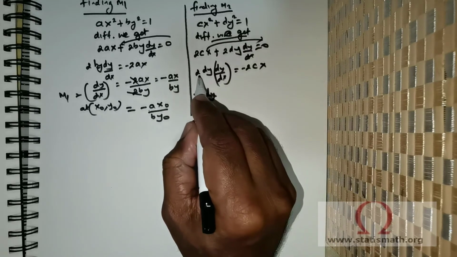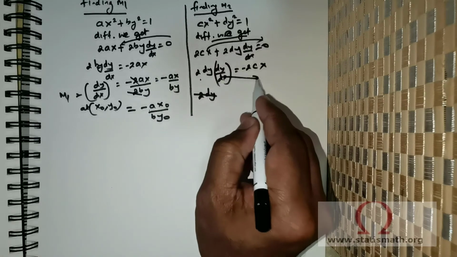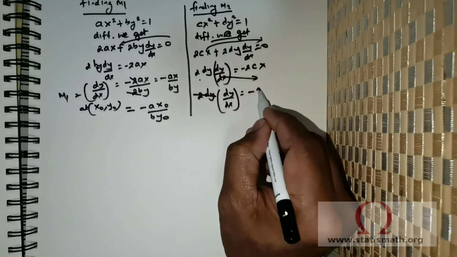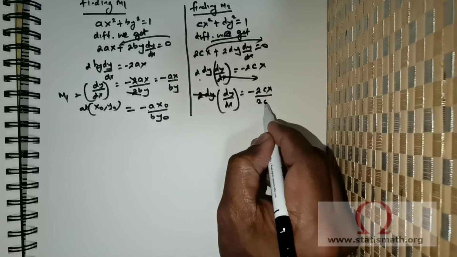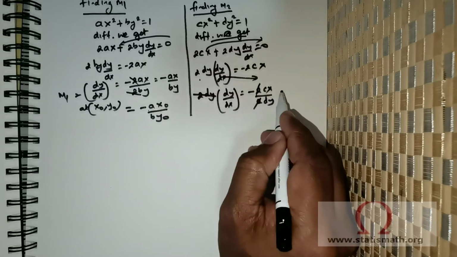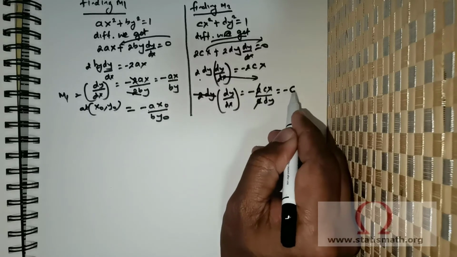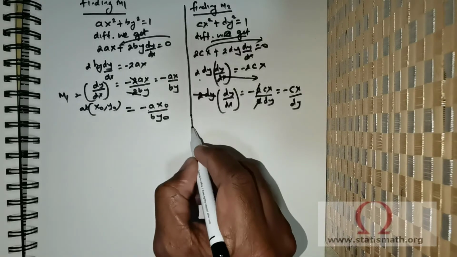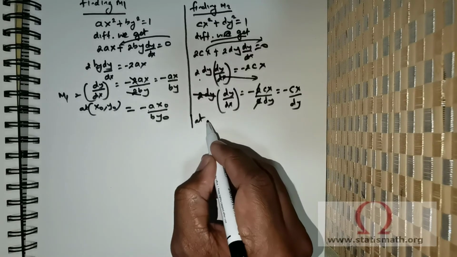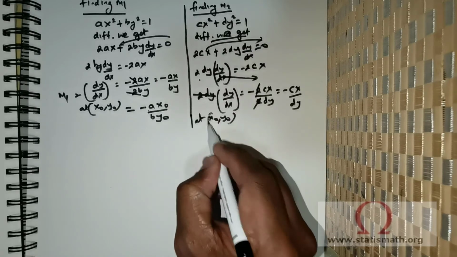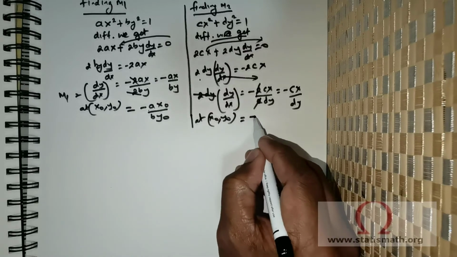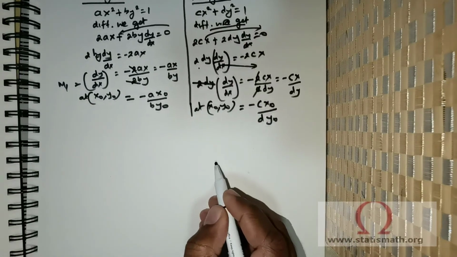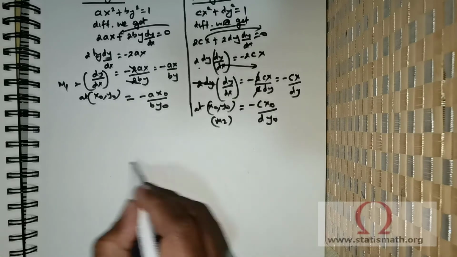I can simply move 2 times dy to the right side. So that's going to be dy over dx is equal to negative 2 times cx divided by 2 times dy. The 2's can be cancelled. That was going to give us negative c times x divided by dy. Now we are expected to find m2 at x0 comma y0. So that is going to be giving us negative c times x0 divided by d times y0. So this is my m2.